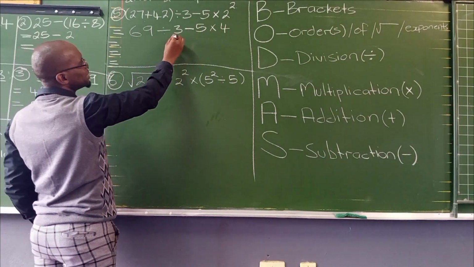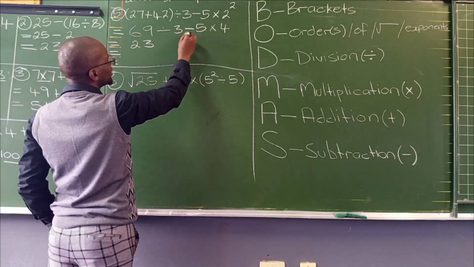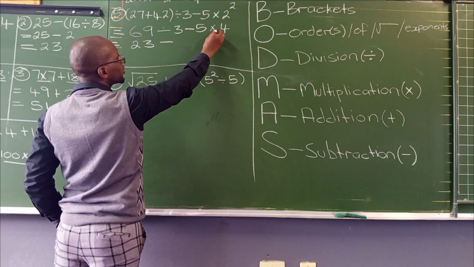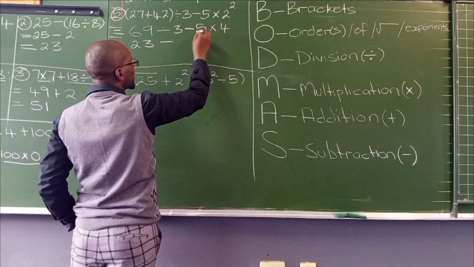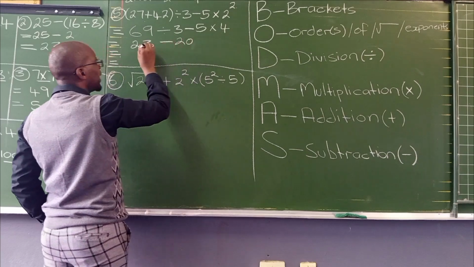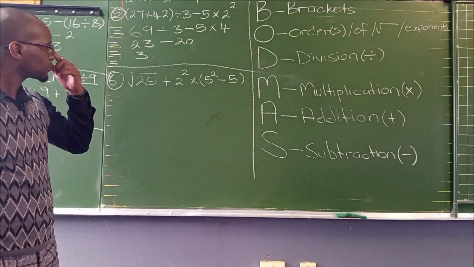And now we have 69 divided by 3, which gives you 23. I drop subtraction because I need to multiply and divide before I subtract. So 5 multiplied by 4 gives me 20, and 23 minus 20 gives you 3.